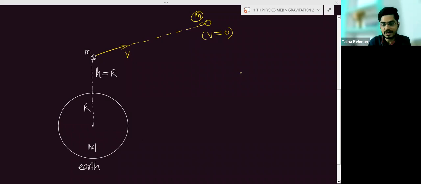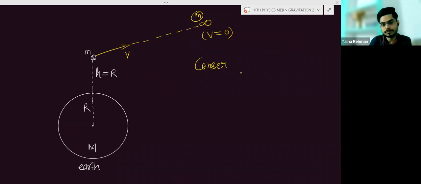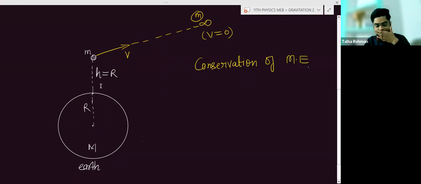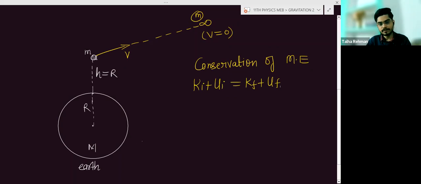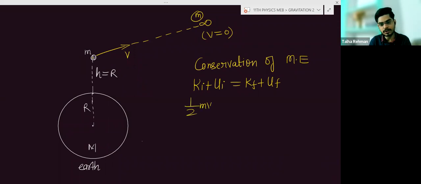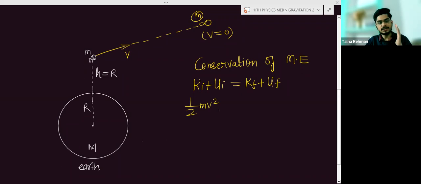How will you use the conservation of mechanical energy? Conservation of mechanical energy means initial kinetic energy of the system plus initial potential energy of the system equals final kinetic energy plus final potential energy. So kinetic energy initial plus potential energy initial equals kinetic energy final plus potential energy final. Initial kinetic energy, you are throwing the body from here, so initial kinetic energy will be half mv square. Initially this body is here, so what will be the initial potential energy?